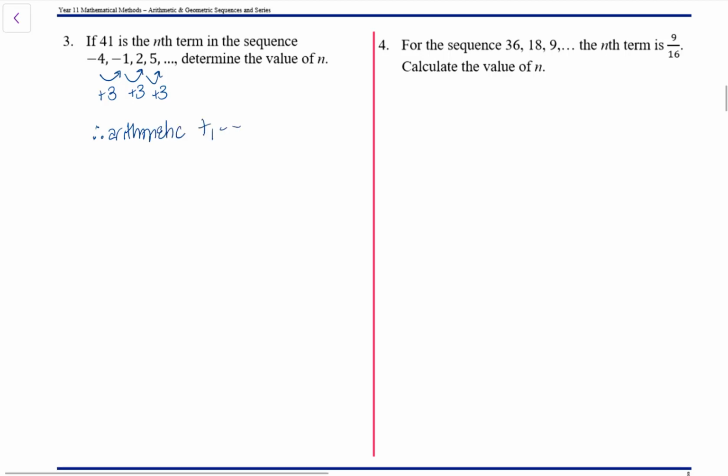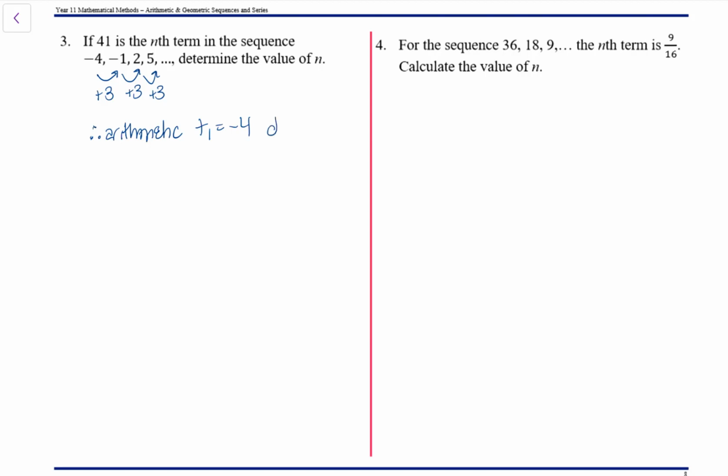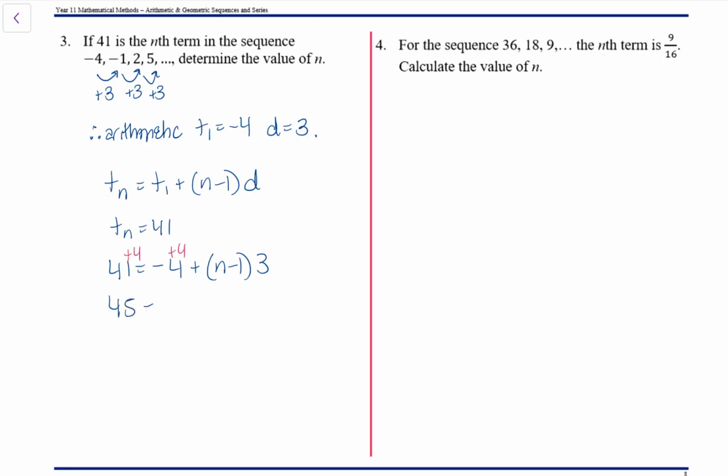Our T1 is -4 and our common difference is 3. So that means T of n is equal to T of 1 plus n minus 1 times by d. It tells us that our nth term is 41. So 41 equals -4 plus n minus 1 times by 3. Add 4 to both sides.